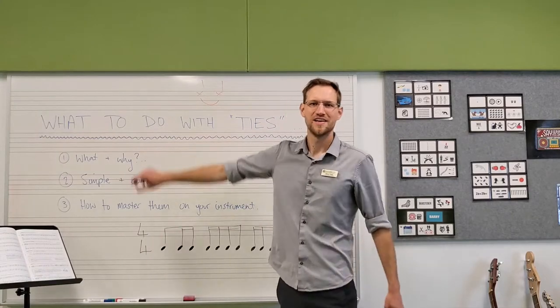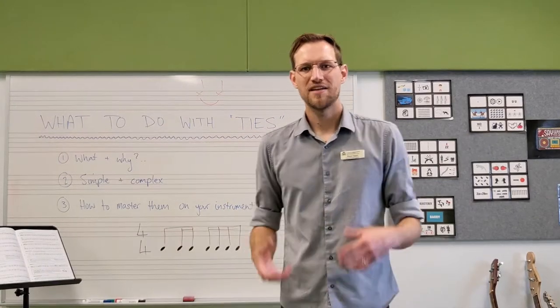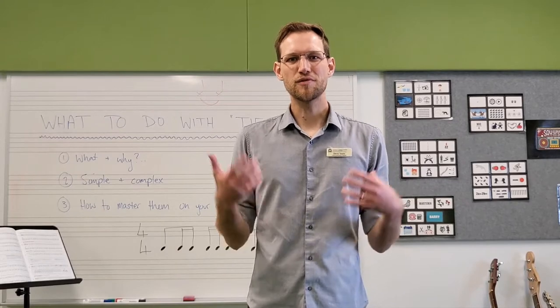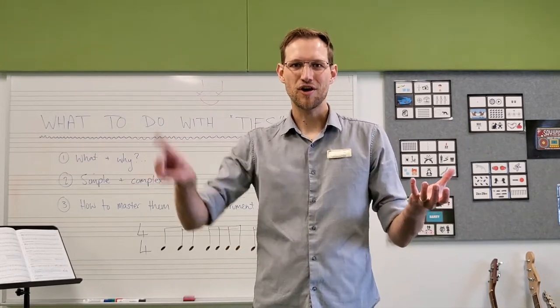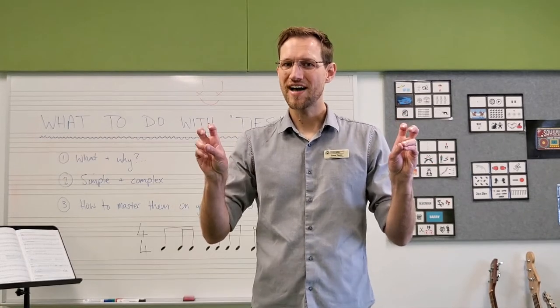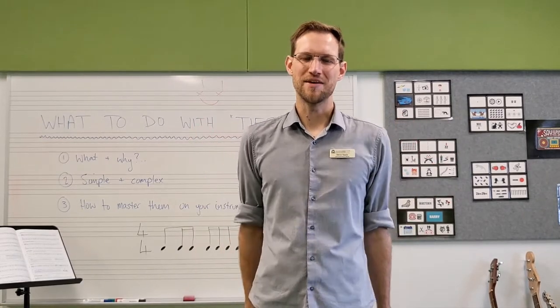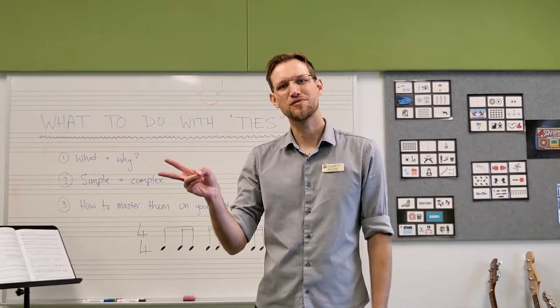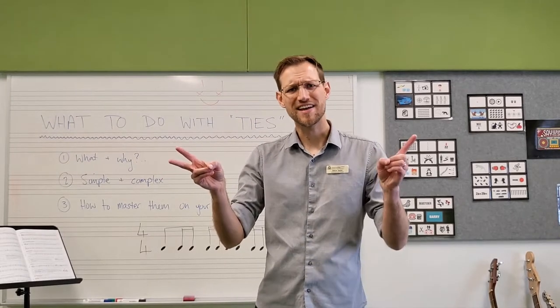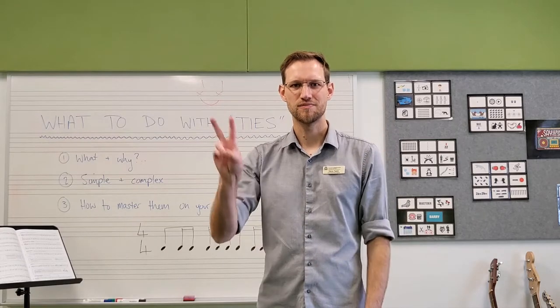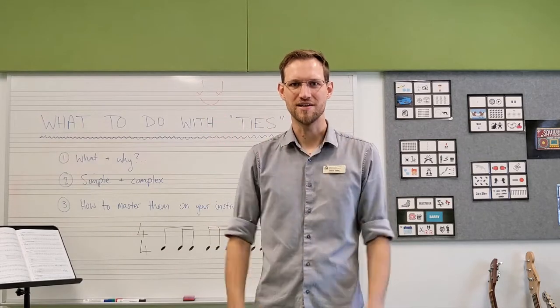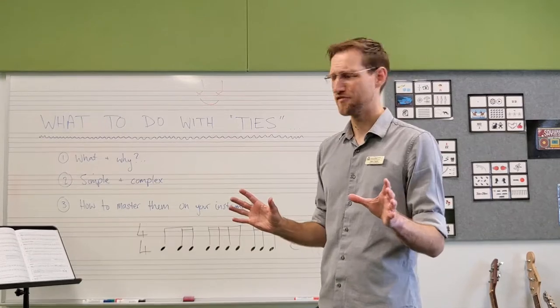Question number one, you may already know the answer to this. What are ties and why do we have them? The simple answer is that when you have two of the same note, for example, one C note and another C note, and you have a curved line between them, which is our tie, it means you join them together. So if your first C was two counts and your next C was one count, you would tie them together to make a three count C note. Two plus one, boom, three. Okay, very tricky math so far.